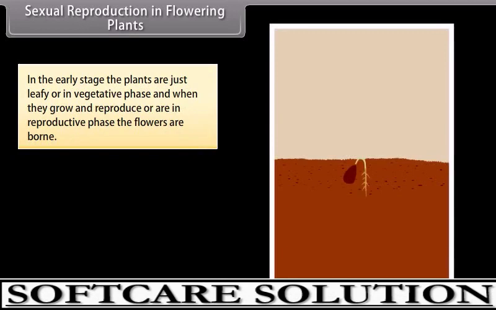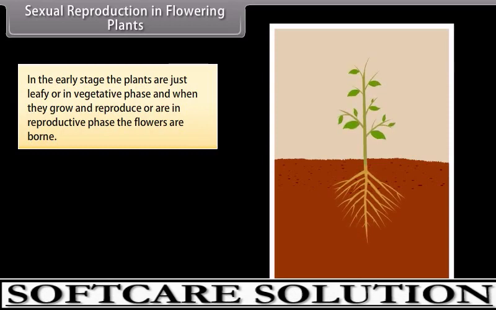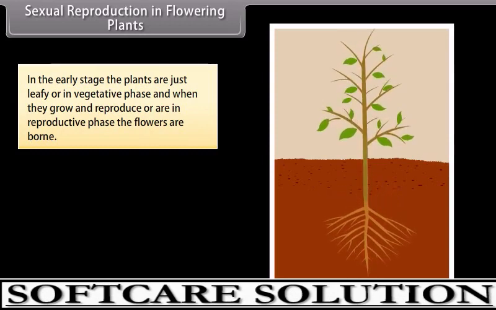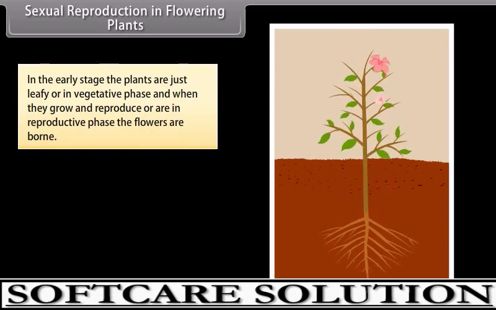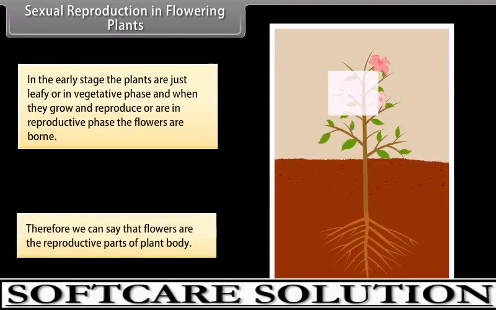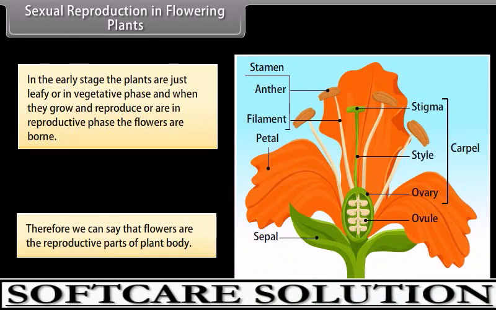Sexual reproduction in flowering plants. In the early stage, the plants are just leafy or in vegetative phase, and when they grow and reproduce or are in reproductive phase, the flowers are born. Therefore, we can say that flowers are the reproductive parts of plant body.